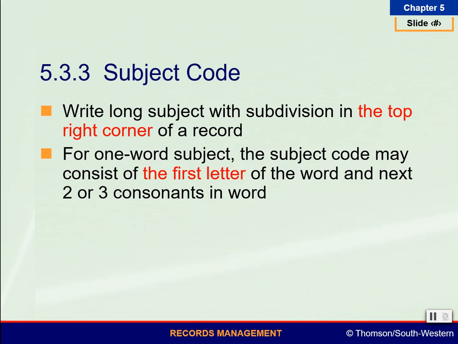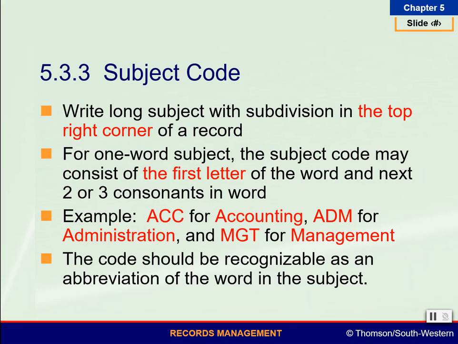Okay, so again, what is the subject code? A subject code is the subject with its subdivision written in the top right corner of a record. For one subject, the subject code may consist of the first letter of the word and the next 2 to 3 consonants in the word. For example, ACC is for accounting, ADM is for administration, and MGT is for management. The code should be recognizable as an abbreviation, or in other words, singkatan of the word in the subject. So this is an example.